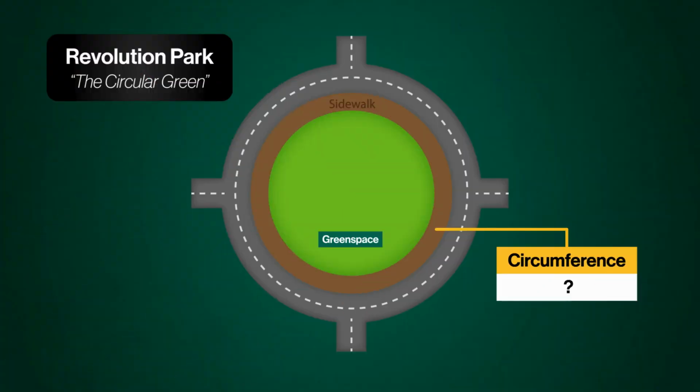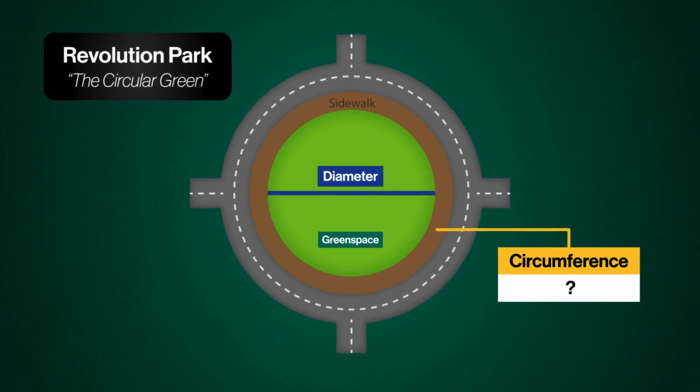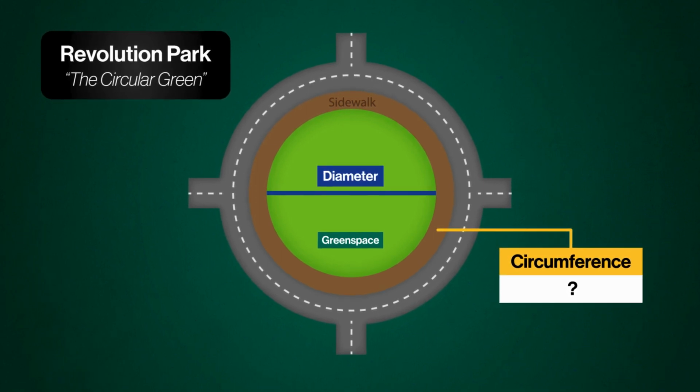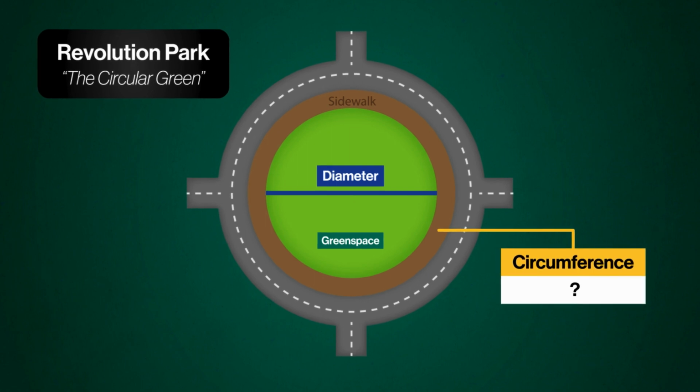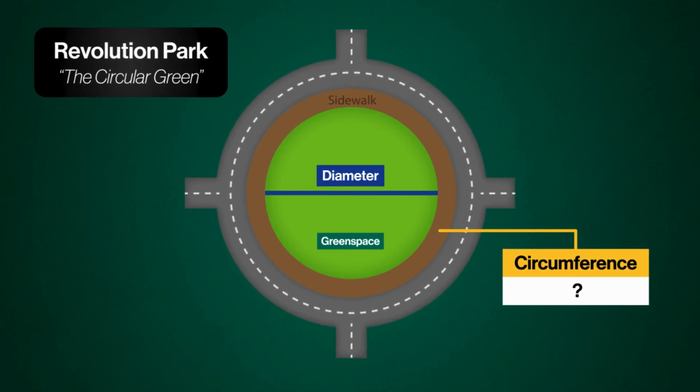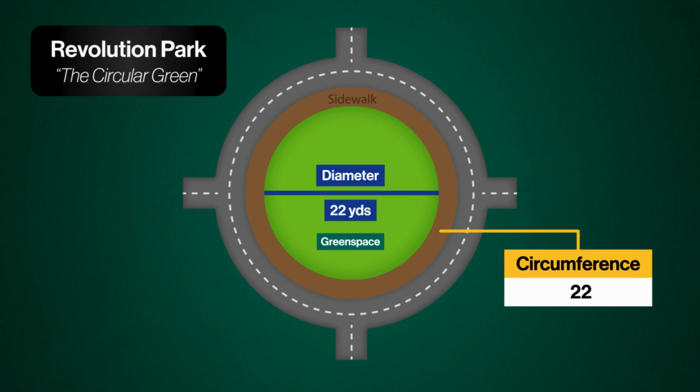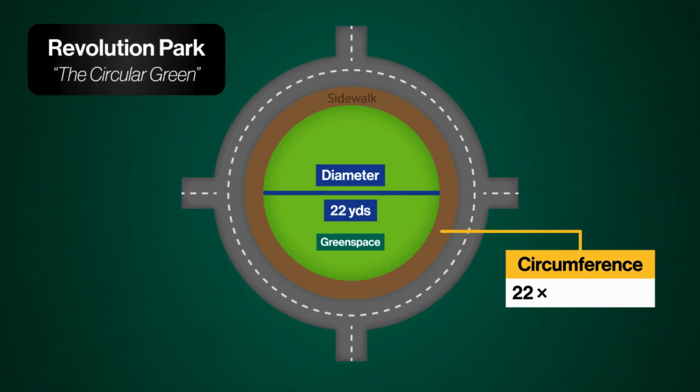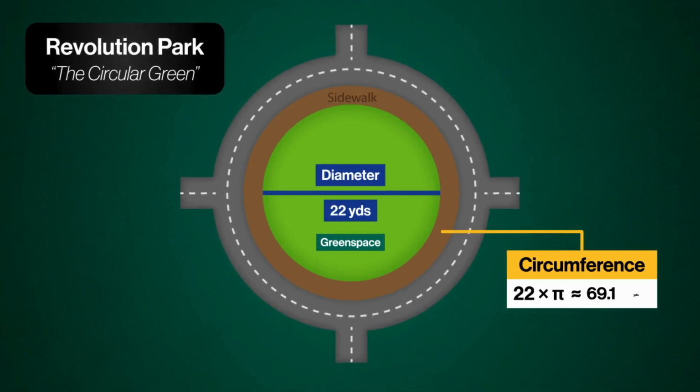Without even having to visit the park, they can measure its diameter because it's pretty much the length of the street that runs along the outside of the block the park is within. That distance can be found using a map, and it turns out the diameter of this park is 22 yards. Then they multiply that diameter by pi, and they get a circumference of a little over 69 yards.